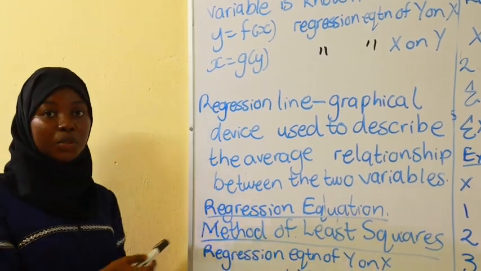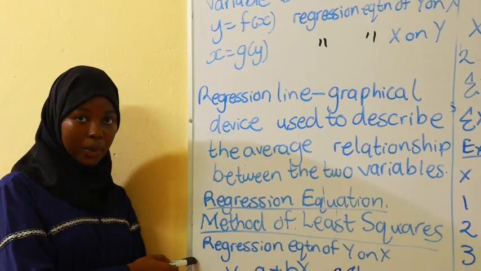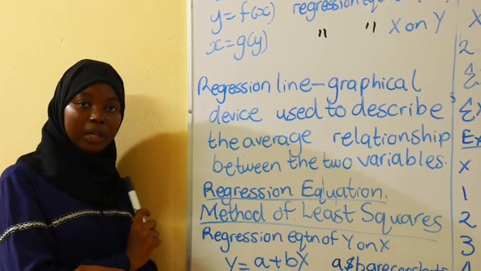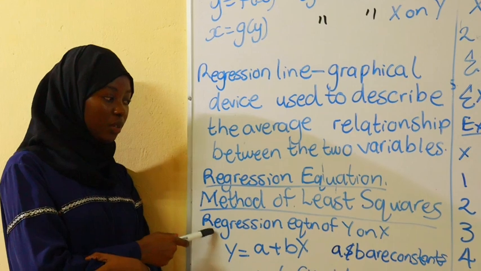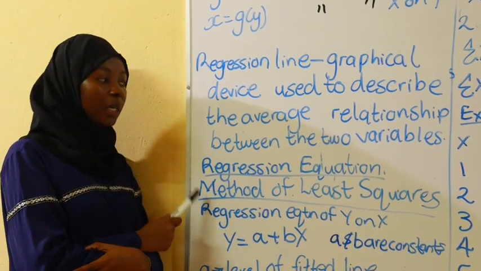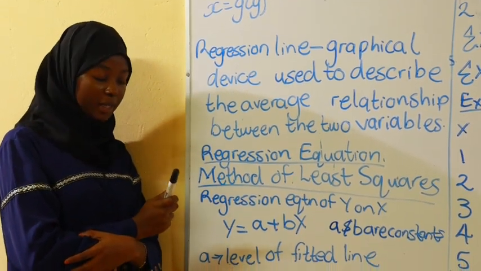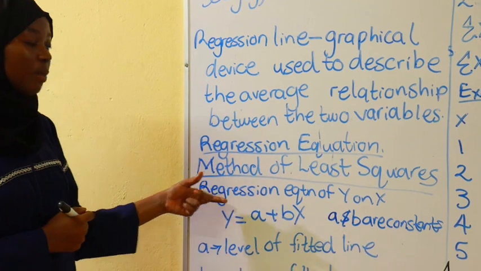The method that you're going to use here is the method of least squares. That is the method you use when you're calculating the regression equation. Remember that. So how do you use the method of least squares?